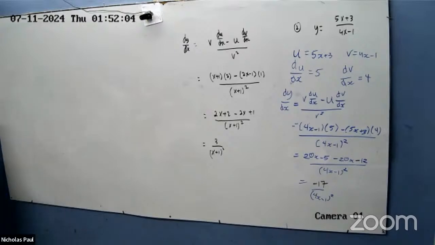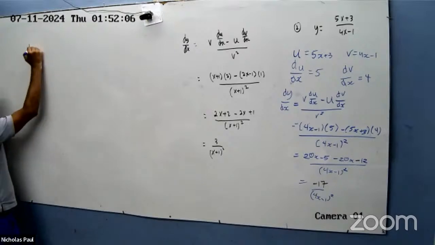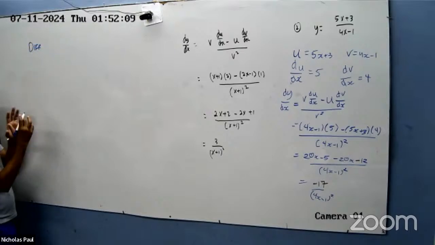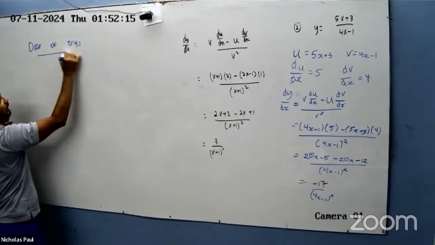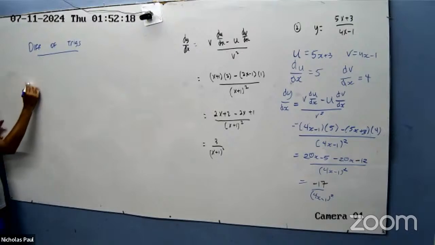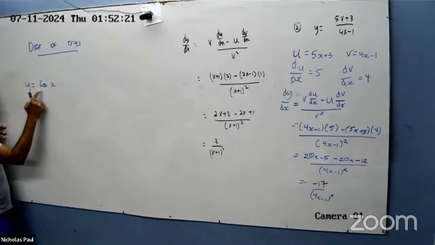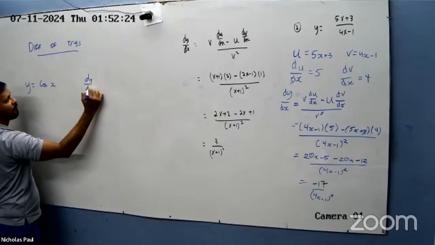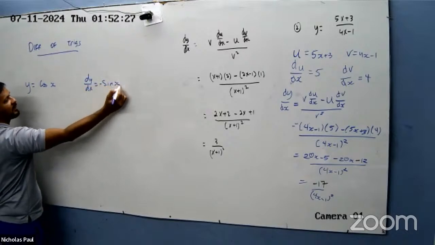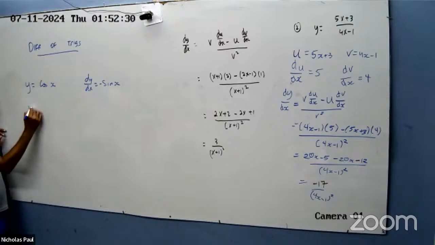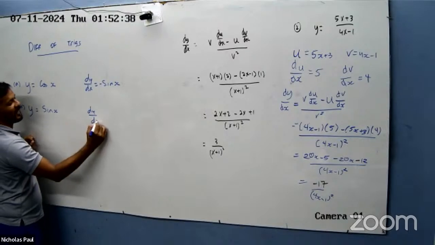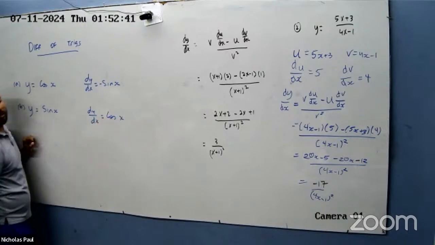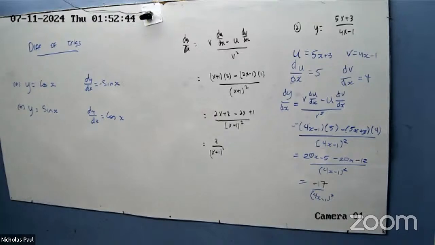In fact, I can show you tricks one time. Real short. We'll do some more of these next week, but I want to combine everything. Differential of trig, very easy. Y is cos x. The differential of cos x is minus sin x, and the differential of sin x is cos x. That's it.